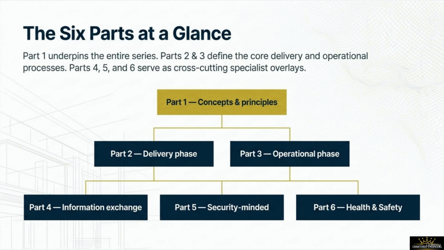Sitting horizontally across these core processes are 3 cross-cutting specialist overlays: Part 4, which ensures information exchange quality; Part 5, which applies a security-minded approach; and Part 6, which mandates health and safety data management. This modular approach allows project teams to combine specific parts dynamically as the project demand requires. Let's examine the explicit purpose of each part in detail.